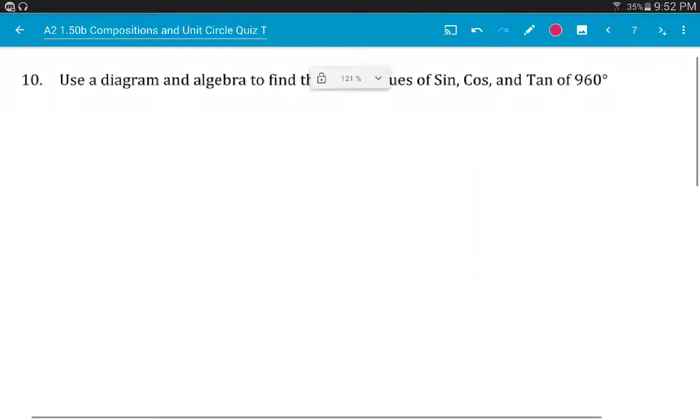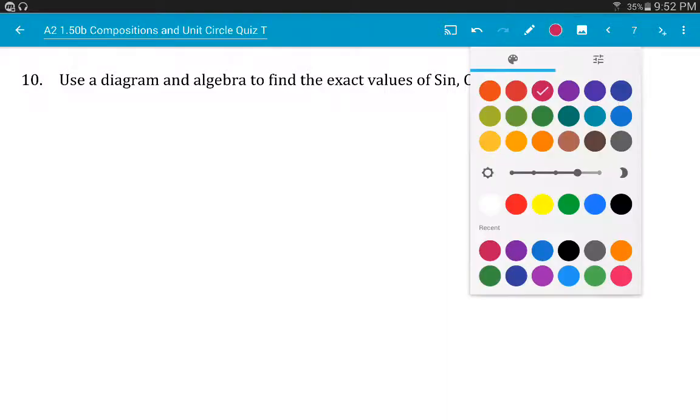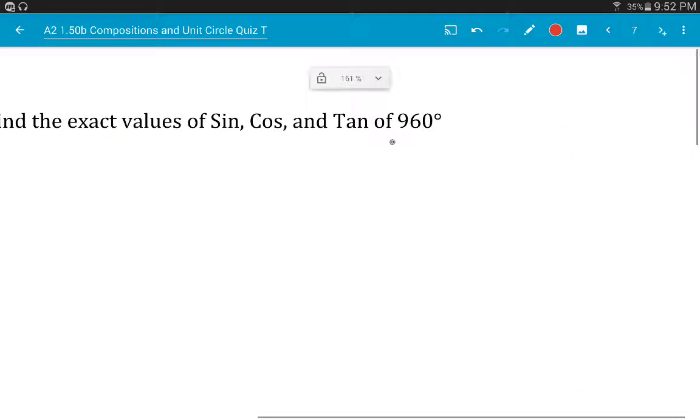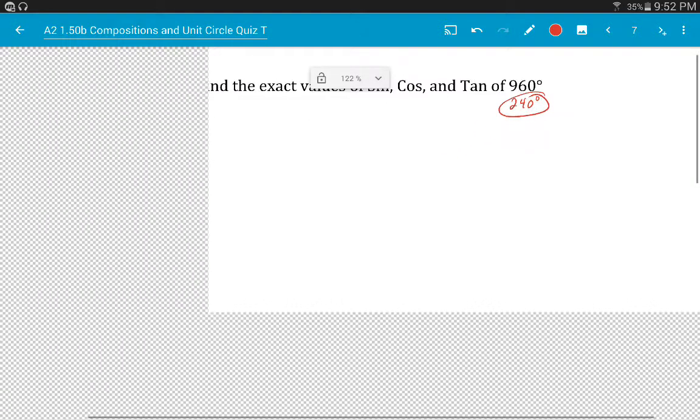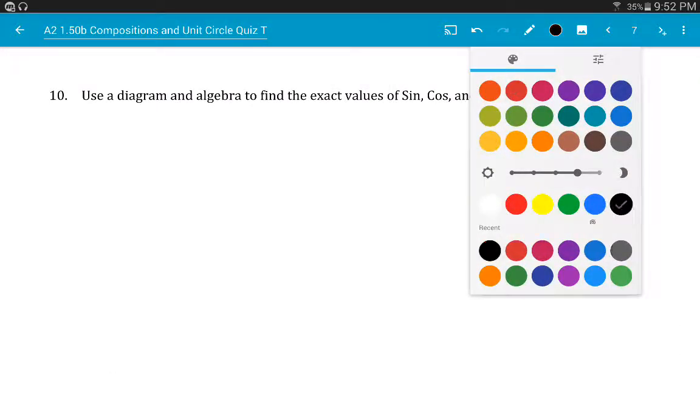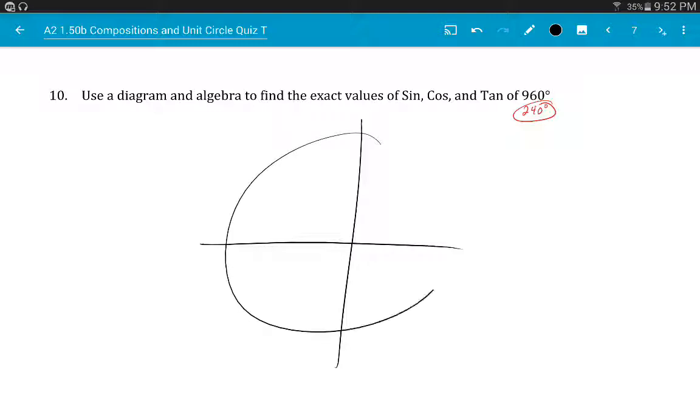Use diagram and algebra to find the exact values of sine, cos, and tan of 960 degrees. 960 degrees is too big, so I'm going to minus 360 twice from it. That's 720, and it's 240 degrees. That's what it's equivalent to. I'm going to go to my unit circle here. This is 0, 90, 180, 270, and 360. 240 degrees is in between these two, so it's down here.